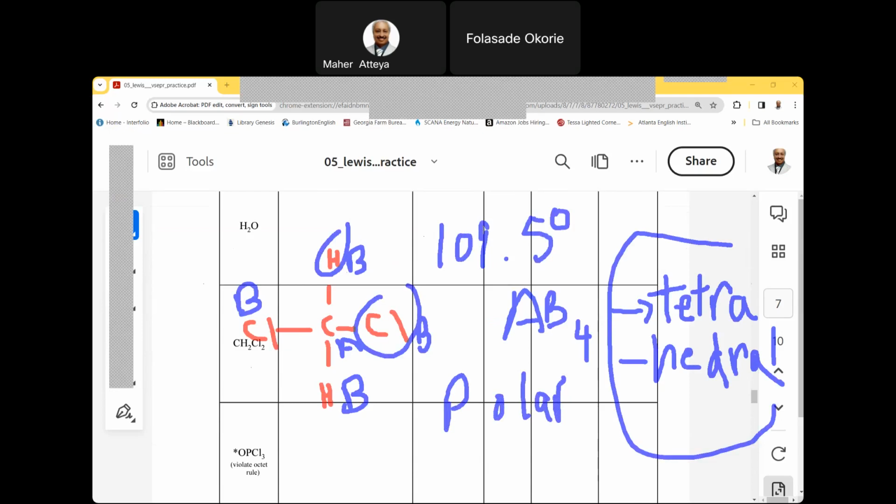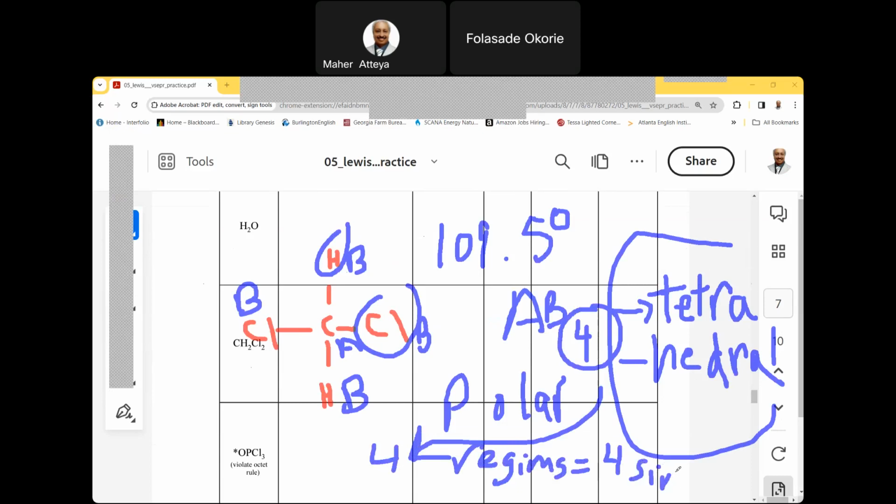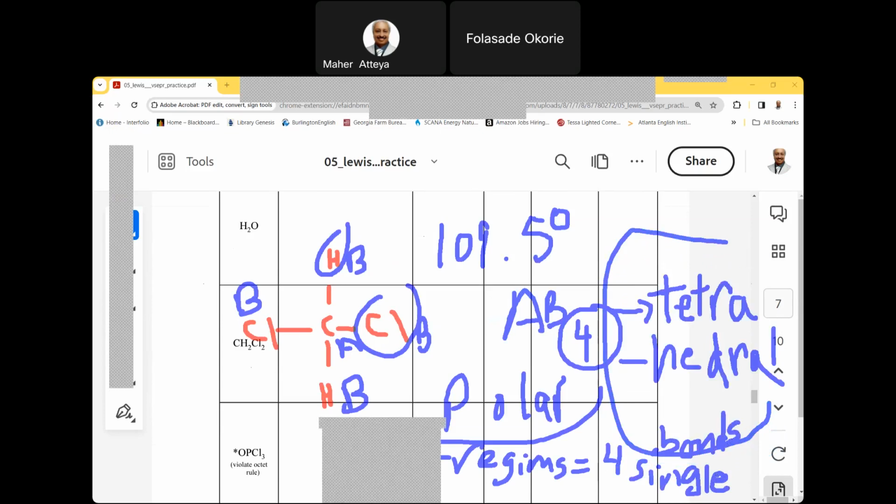What else do we have to know about this? We have to know about the regions. How many regions do we have? Four, just look at this number here. Four regions means four single bonds. I can't write on this, it's just very awkward. This university laptop is not a touch screen, so I'm just writing it with the mouse. Okay, four regions.